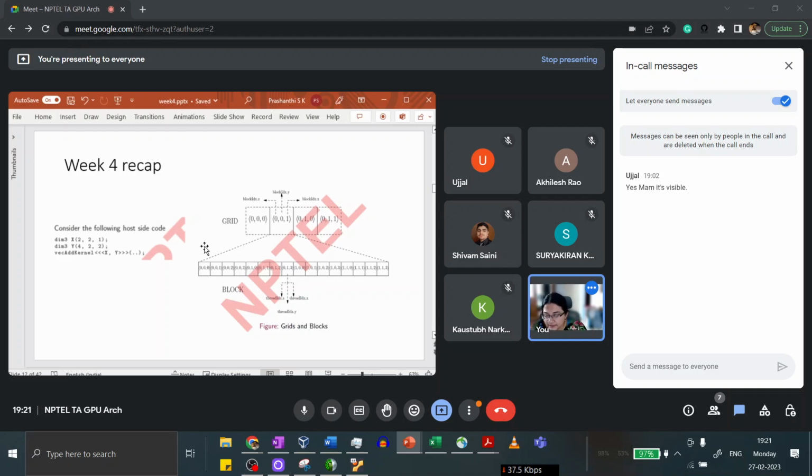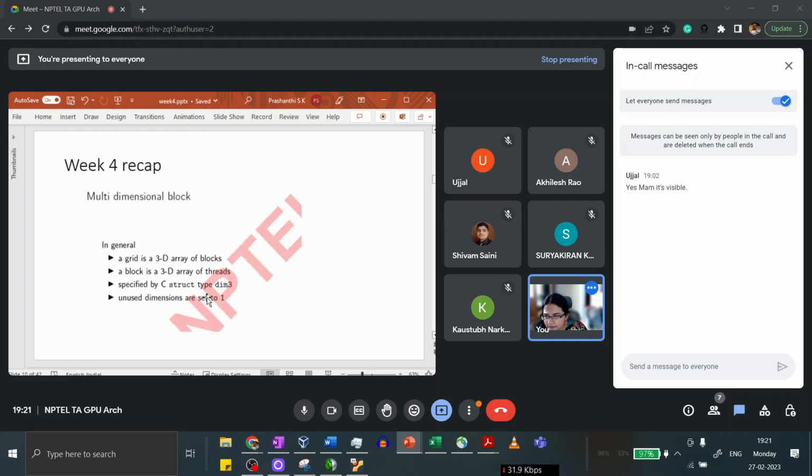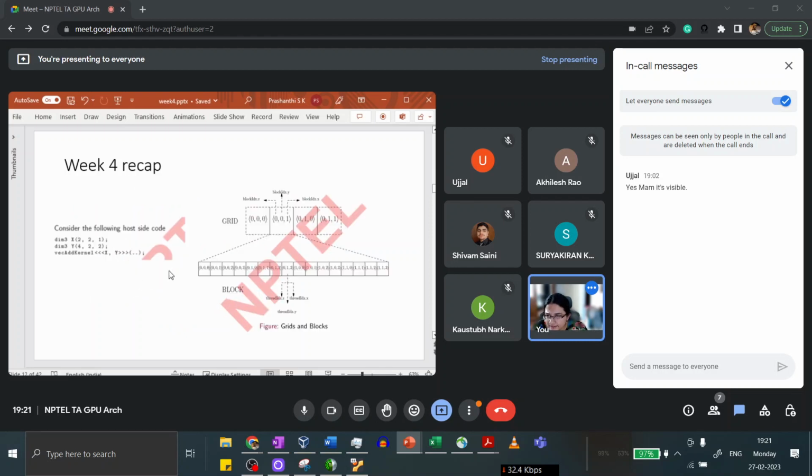If this was not clear through the class, this should help you understand better. So we call the vector add kernel with x comma y, and x is defined using the dim3 as 2,2,1 and y as 4,2,2, right? So this is your array of blocks and array of threads. Now let's look at the grid and the block structure.